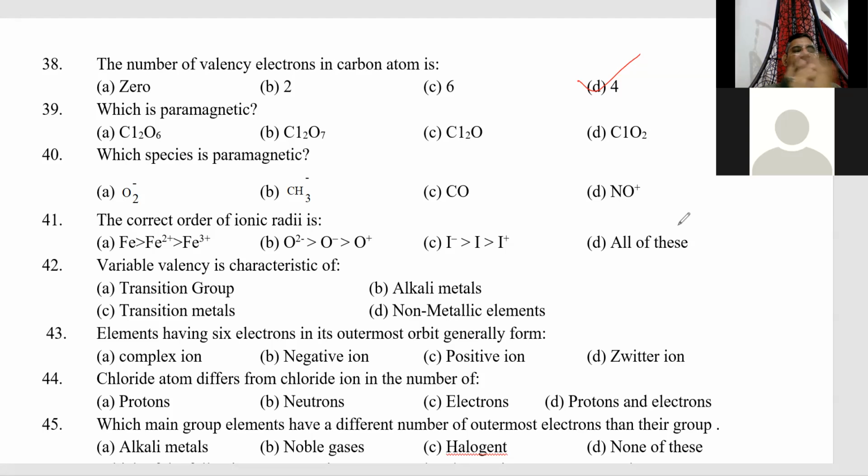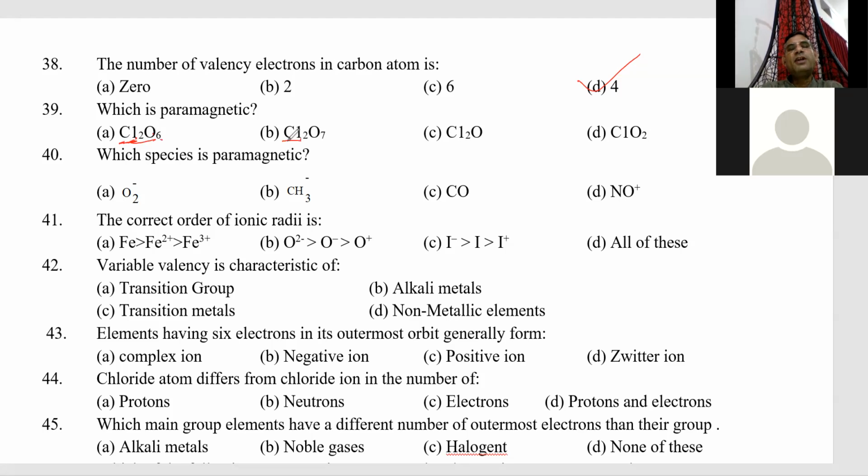See, should I explain this? Yes. See, odd into even will be even. Cl is 17, and the valence shell will be having 7 electrons. So odd into odd is odd, and even into even is even. So even plus even is even. So this will be diamagnetic.